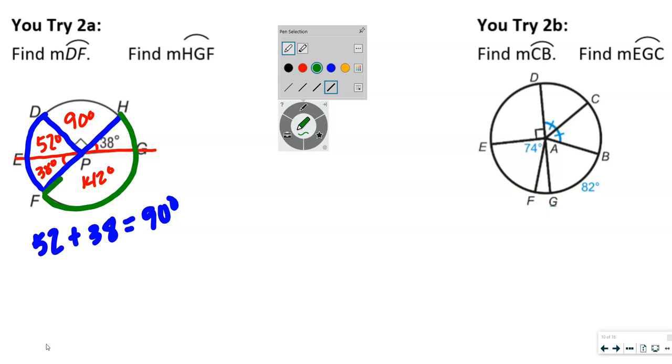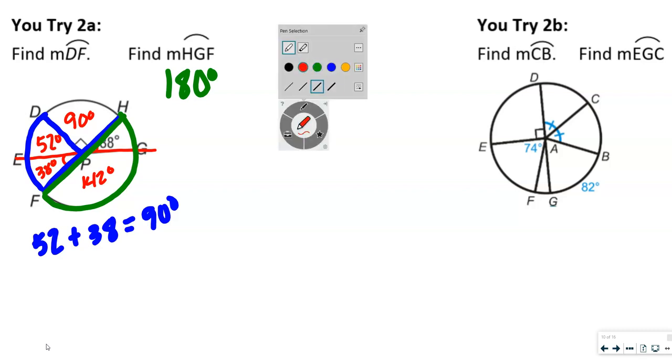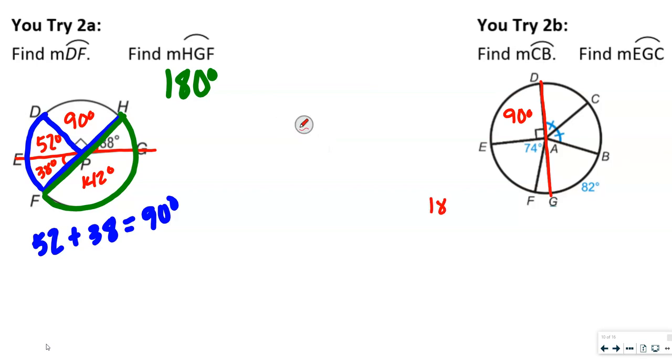And this time you should notice that that was half the circle, right? So this one was 180 degrees. Okay, so on the next one, I see a 90-degree angle. Do y'all see that? So this is 90 right here, right? Notice half our circle here again. So can we add the 90 plus the 74? That would be 164. And we could do 180 minus 164 for this piece right here, right? So that's going to be 16 degrees.